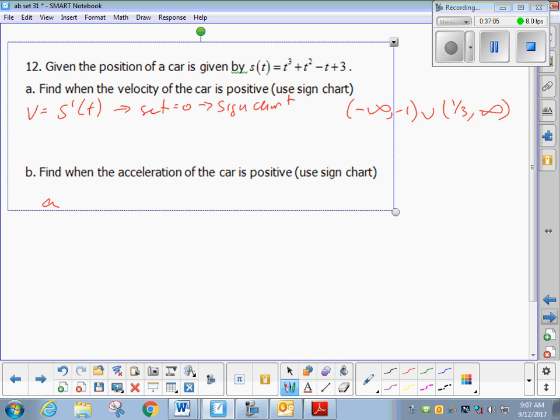Anywho, the acceleration is a change in velocity, so the derivative of velocity, which would be the derivative of the derivative of position, so the second derivative of position. Either way, you again need to find the second derivative, set it equal to 0, sign chart, and so you should end with negative 1/3 to infinity. Again, I'm not including endpoints because the velocity is not positive there, it's 0, and 0 is not positive. All right, thank you.